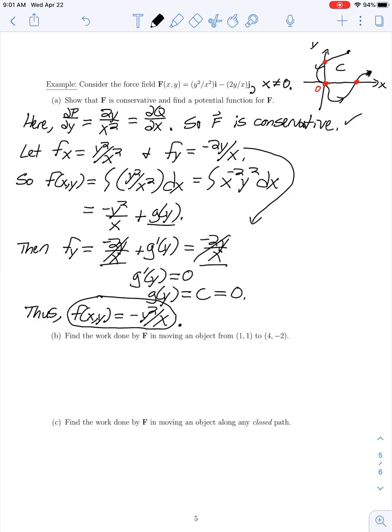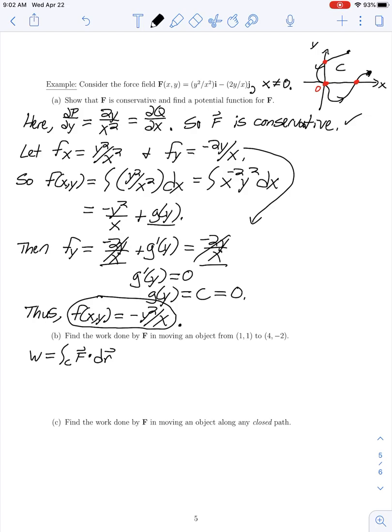So now that we have our potential function, we can answer some questions about this force field related to line integrals. So in part B, we are asked to find the work done by this force field in moving an object from the point 1, 1 to the point 4, negative 2. So recall here that the work done by a force field in moving an object along a curve is given by the line integral of that force field over the curve C.